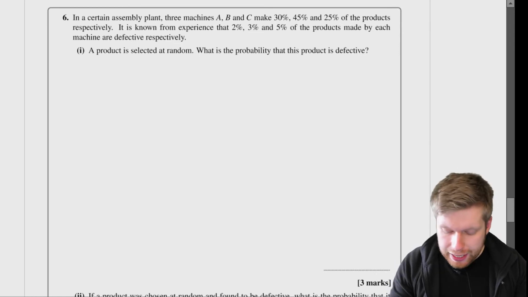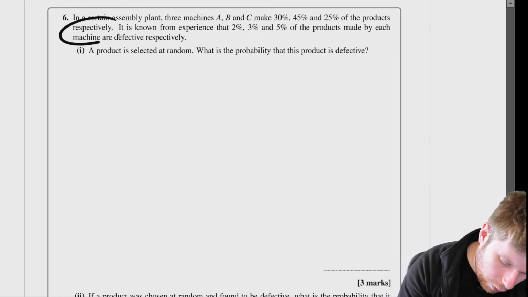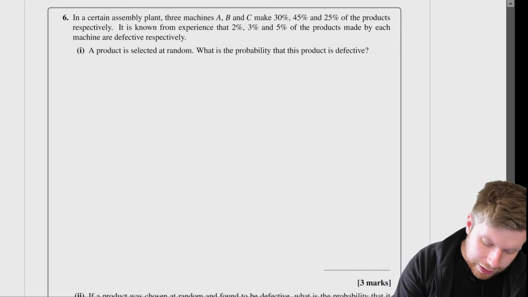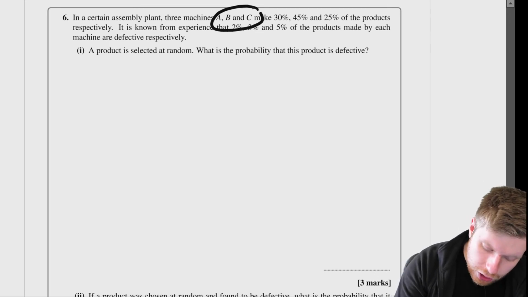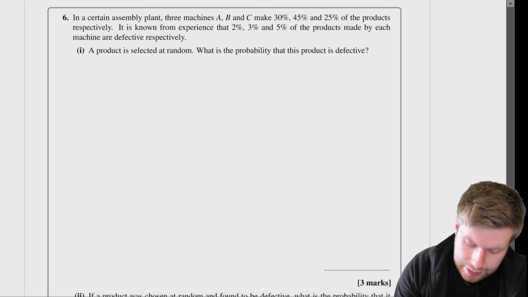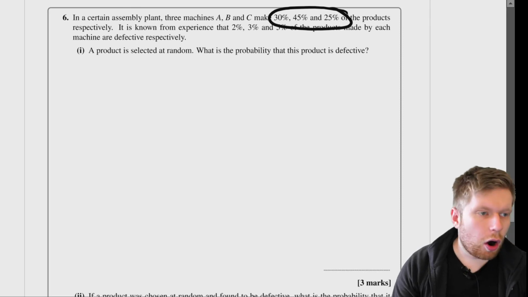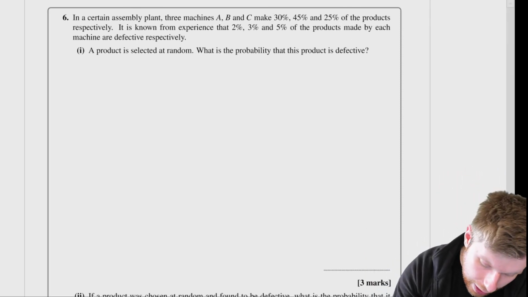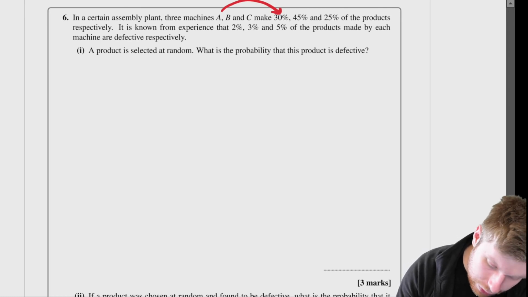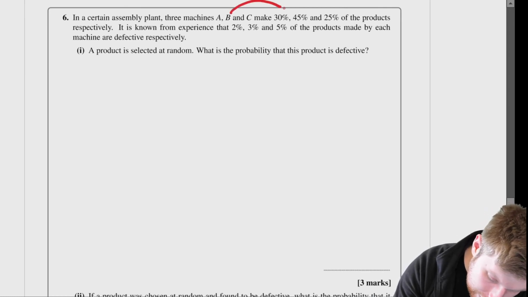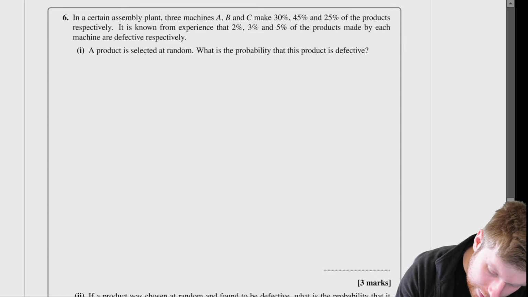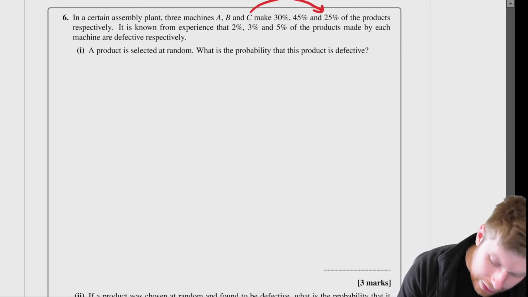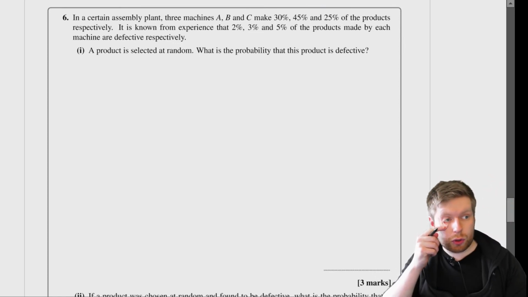Now, respectively is a word that comes up quite a lot here. It effectively means that the order in which I've told you the machines is the same as the order of the proportion of each product that each machine makes. So in other words, A makes 30% because that comes first, then B makes 45% because that comes second, and then C makes 25% because that comes last. So it's the same as the order.